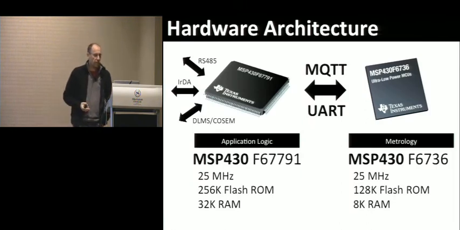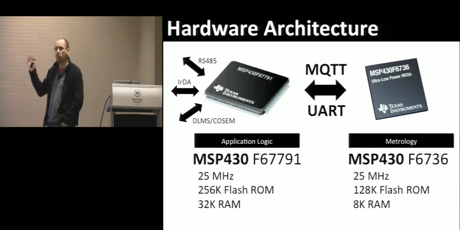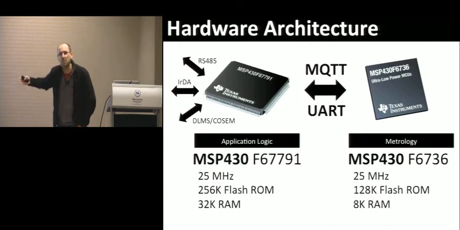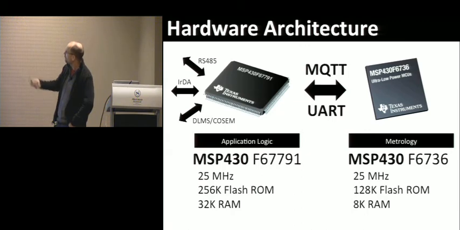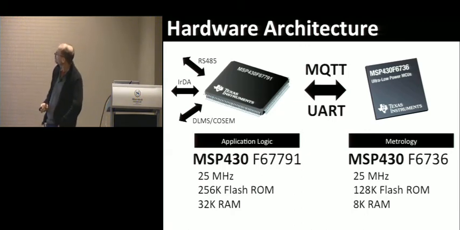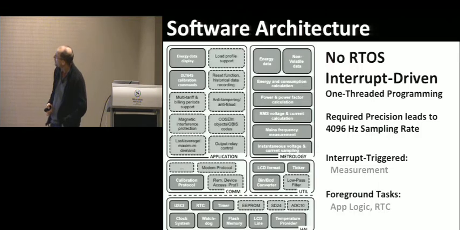So here's the hardware architecture of the system. It's a two-processor system with two MSP430s. You can see here the various numbers of these processors; I'm not going to read them. It is relatively small embedded software, but it's not tiny. It's not an 8-bit can-do-nothing kind of processor. It's reasonable, state-of-the-art embedded hardware. They communicate through a UART connection, essentially a serial bus, with MQTT, and then there's a bunch of network protocols talking to the outside world. And here is the software architecture.